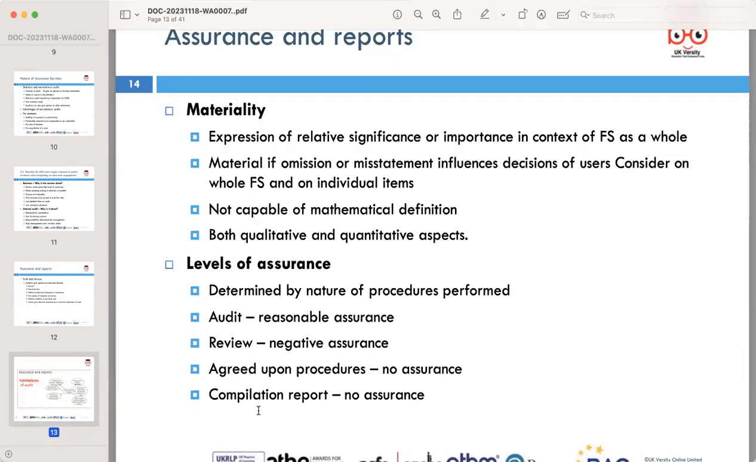One more is the compilation report: no assurance. A compilation report is like putting together information. We are not providing any assurance here. We are just organizing the data in a proper manner. So assurance and reports are about making sure financial statements are reliable. We consider what is important, like materiality, and the level of confidence we can give, which is the level of assurance, based on the type of work we are doing. Okay, I hope things are clear over here as well.